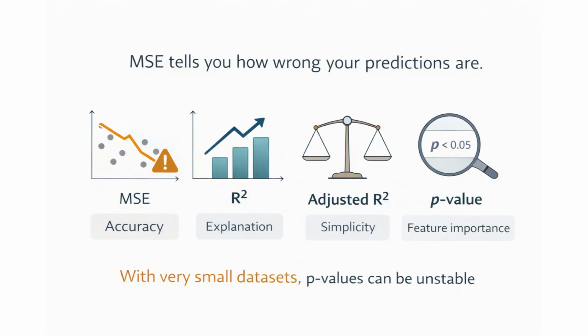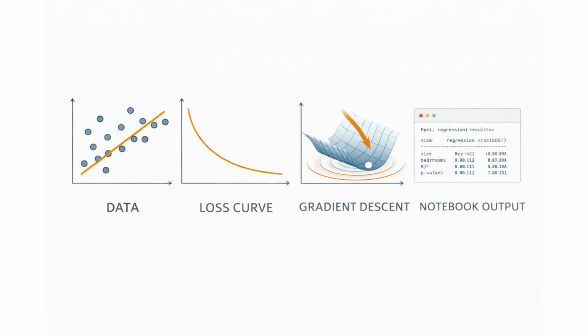MSE tells you how wrong your predictions are. R squared tells you how much variation you explain. Adjusted R squared tells you whether extra features are worth it. P-values tell you which features are likely meaningful. No single metric tells the whole story. Good models balance all of them.